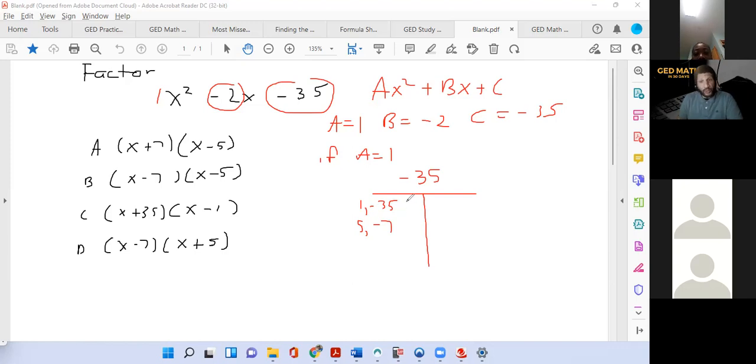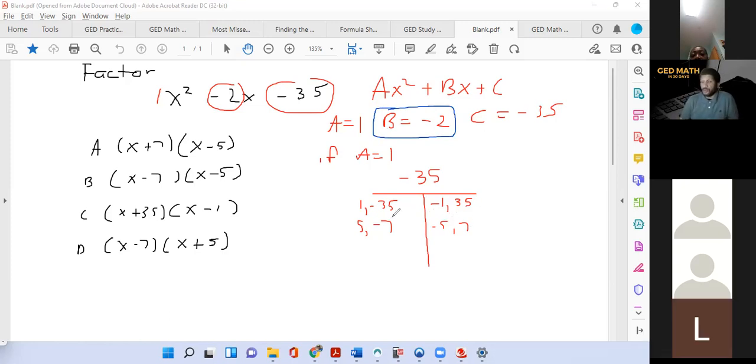We want to change the signs on both sides. So instead of a positive 1, we're going to have a negative 1 and a positive 35. And instead of a positive 5, we're going to have a negative 5 and a positive 7. That's why it's very important for you to know your multiplication tables down. You have to understand what a factor is. Now we're going to look for which pair, once we combine those together, will give us negative 2. Negative 7 and 5.